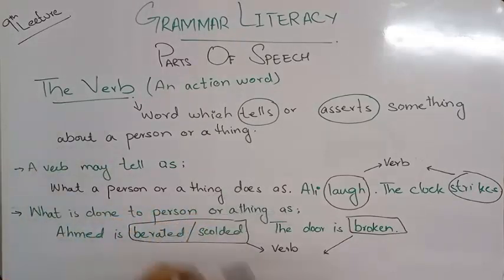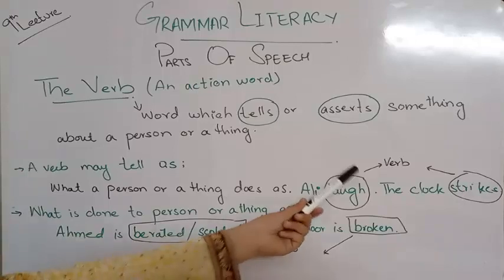Now look at the examples so that things become more and more clear. Ali laughs. Here is an example. Ali laughs. Here laugh is a verb because it's an action. Ali is performing an action. He's laughing at something, at somebody, at some joke or something very weird. Or maybe he's happy about something. So he's laughing. So here laugh is the verb.